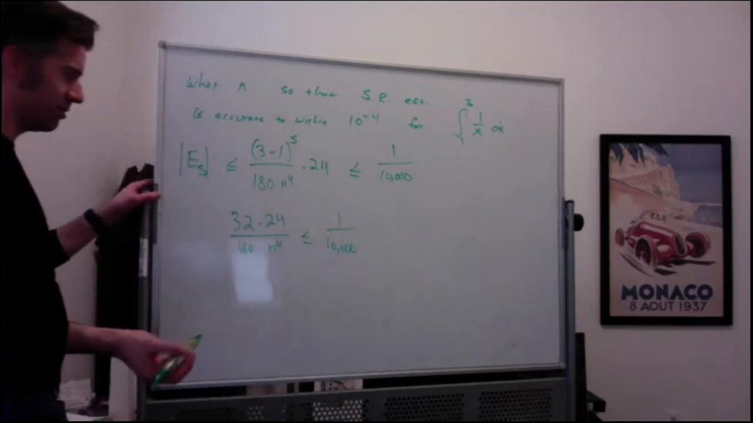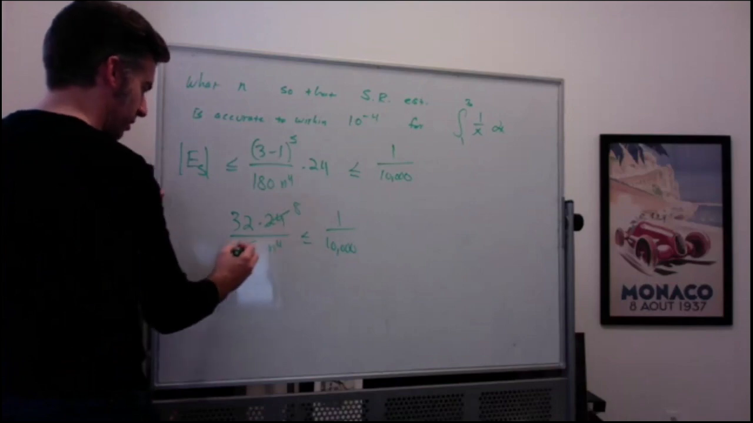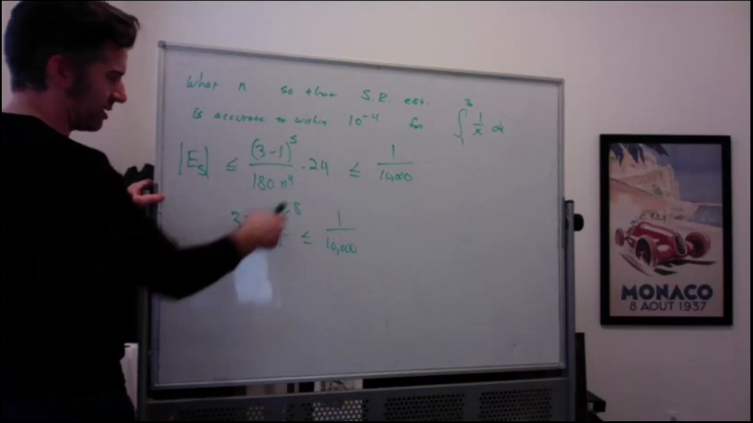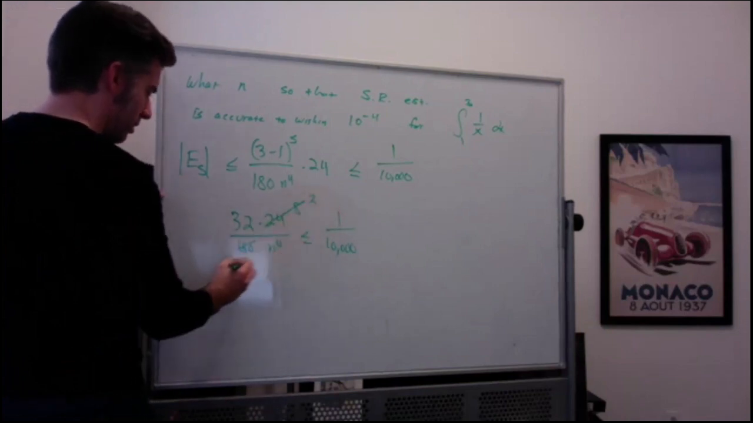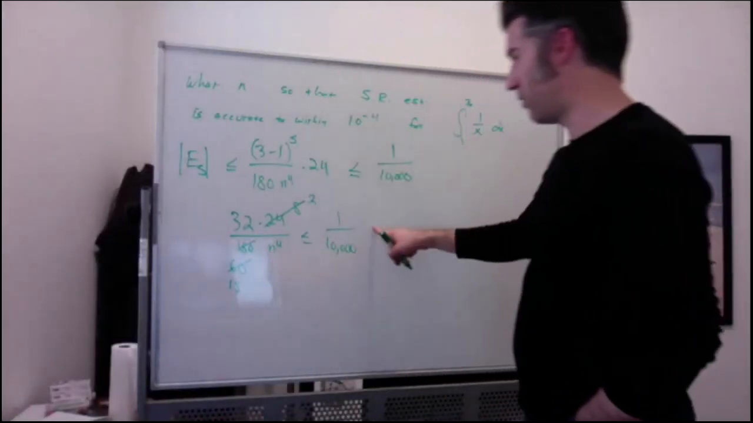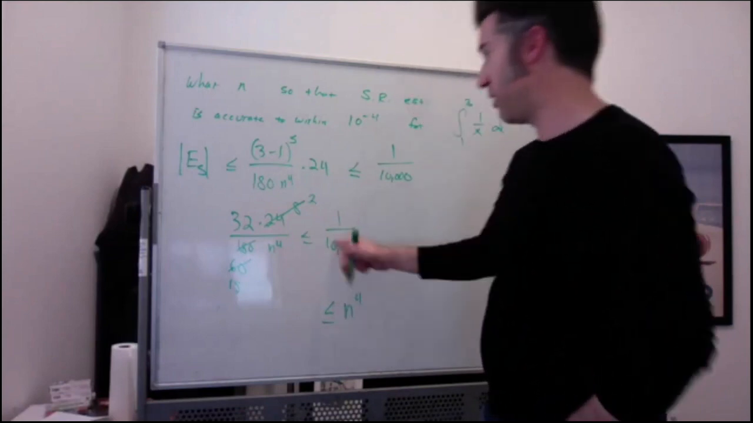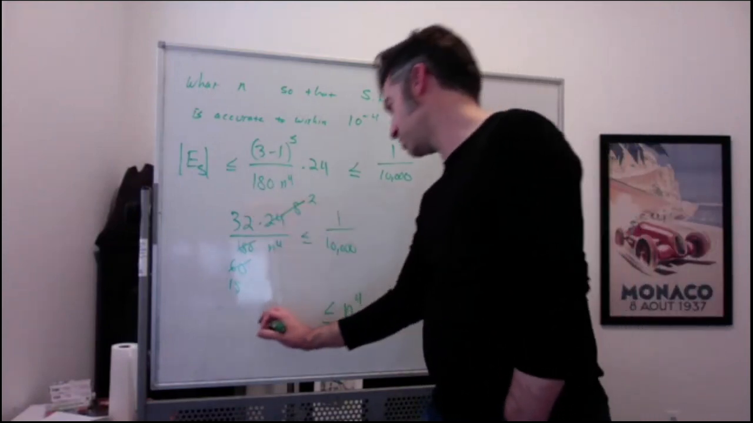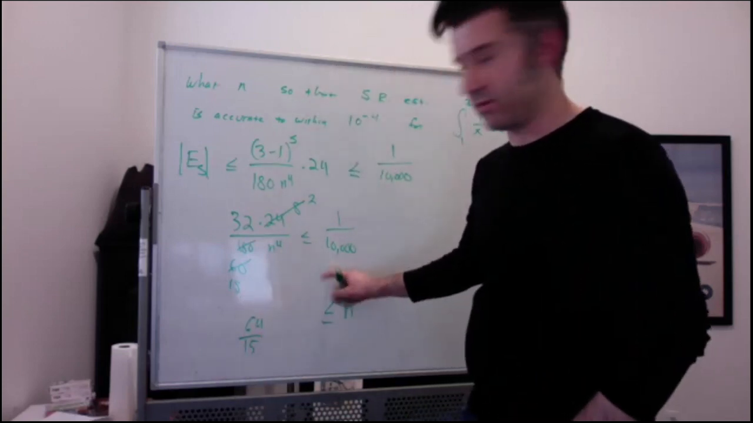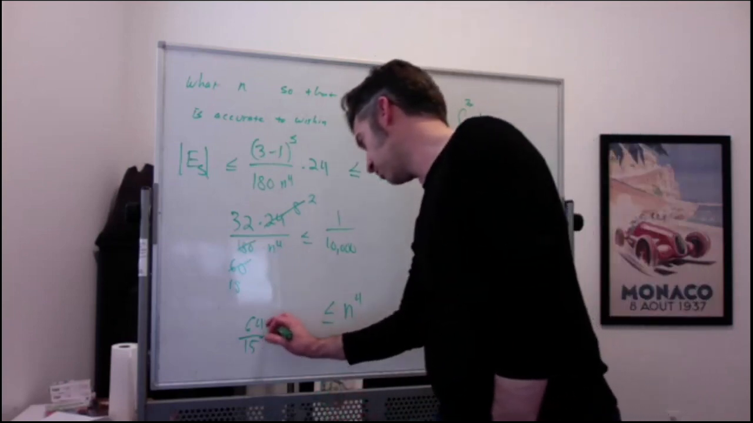I'm pretty sure I can cancel some things. 24 and 180 both have a factor of 3, 8, that's 60. And then 60 and 32 both have a factor of 4. I guess it's 8, right? If I cancel 4, cancel 4. So here's what I've got. I'm going to multiply the n to the fourth up here and the 10,000 up here. So I'm going to have n to the fourth over here. And over here I have 32 times 2, which is 64, over 15 times 10,000. So 64 times 10,000 would be 640,000.